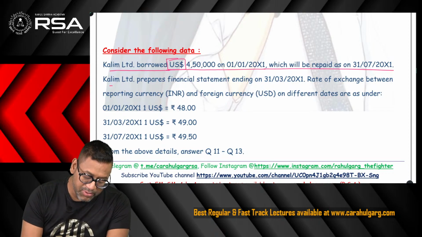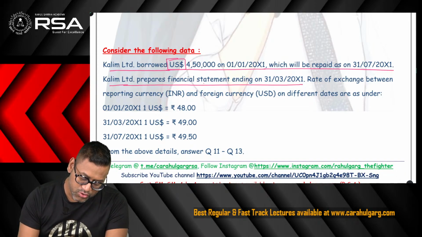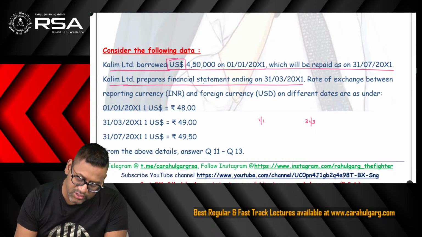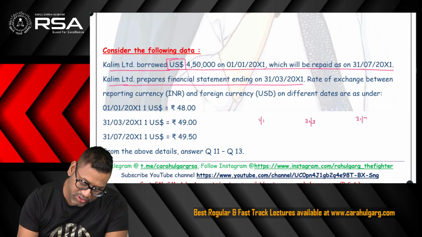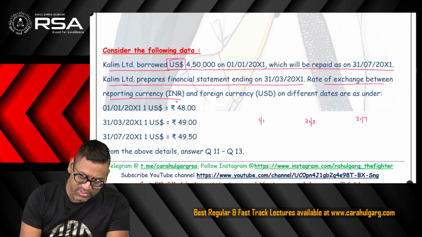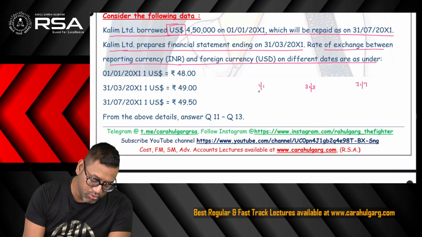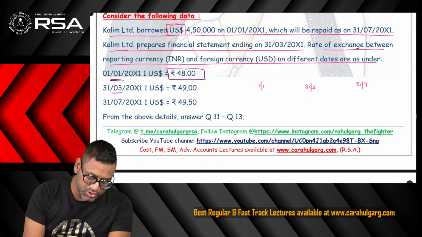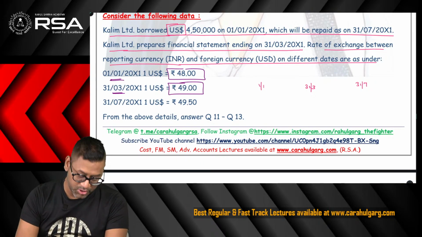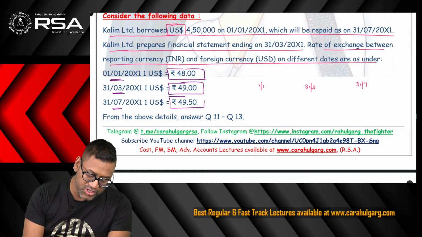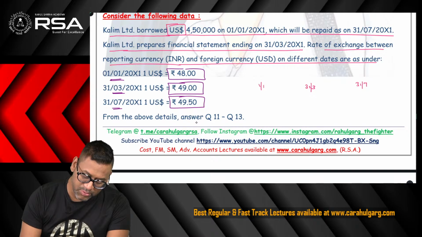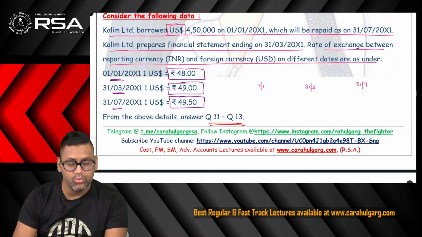Okay, Kaleem Limited prepares the financial statements ending on 31st of March 2001. So you got the borrowings on 1st of January. After that, there is the year end, 31st March closing date, and you have to make the payment on 31st of July. The rate of exchange between the reporting currency, meaning the Indian currency INR, and the foreign currency, that is US dollar, on the different dates is as under. When you took the loan on 1st of January, the rate is 48. On 31st of March, the rate of $1 has gone to 49 rupees, and on 31st July, the rate of dollar has increased to 49.5. On the basis of this data, you are required to answer questions 11 to 13.